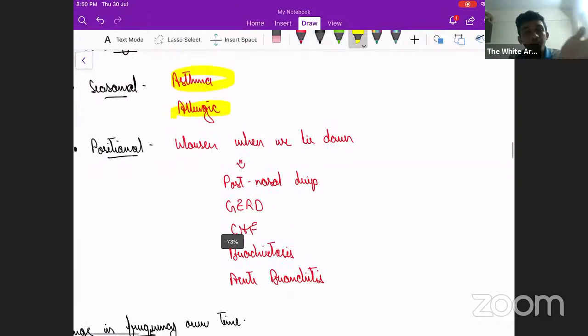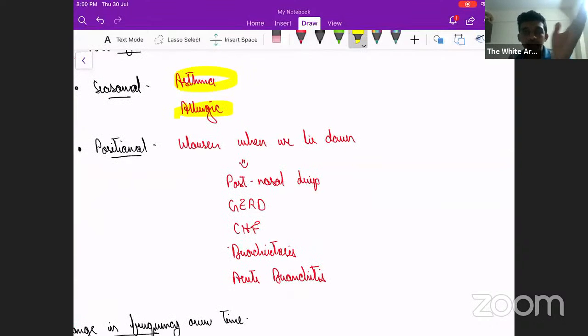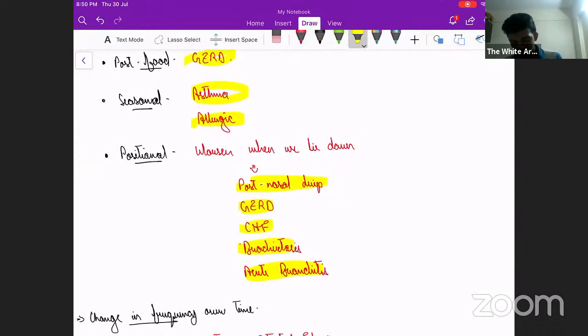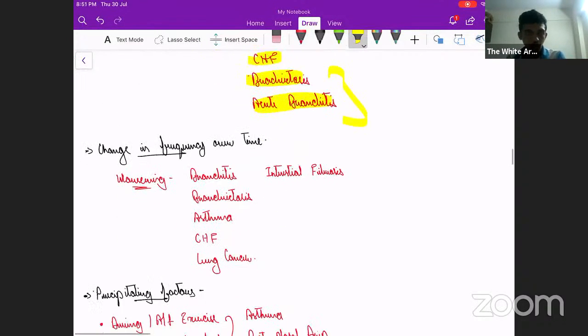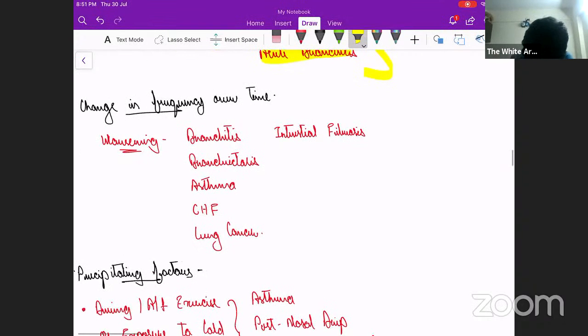Next is positional variations. If it varies with position, then you'll think of lung abscess or bronchiectasis because the secretion will move, which will cause cough. Or when it aggravates on lying down, then you can think of post-nasal drip, GERD, heart failure, again, bronchiectasis, and acute bronchitis. Okay, there will be more irritation in these two cases, which causes more aggravation of cough. Then worsening over time, what all you'll think of? Bronchitis, bronchiectasis, asthma, heart failure, lung cancer, and interstitial pulmonary fibrosis. So these are the few differentials you can think of if it is worsening with time.